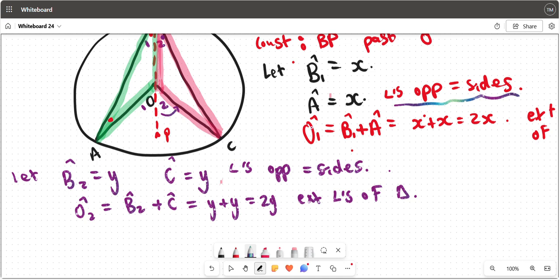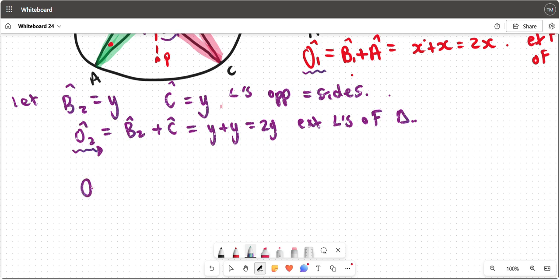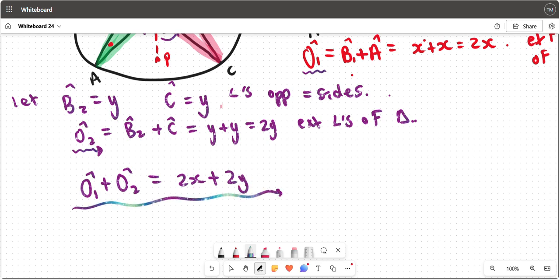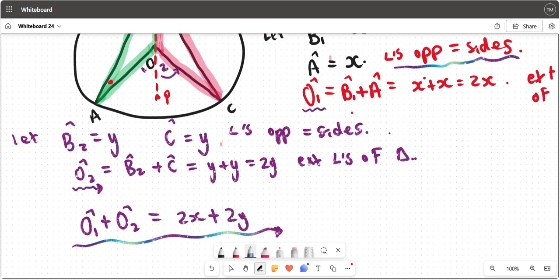And then at this point, you should see something pop up. What I'm going to do is take O1 and add it with O2, and make a new equation. O1 plus O2 is equal to 2x plus 2y. So that's what I have for O1 and O2, and that's this total angle there. Maybe let me label it. That's angle AOC. That's that angle there.